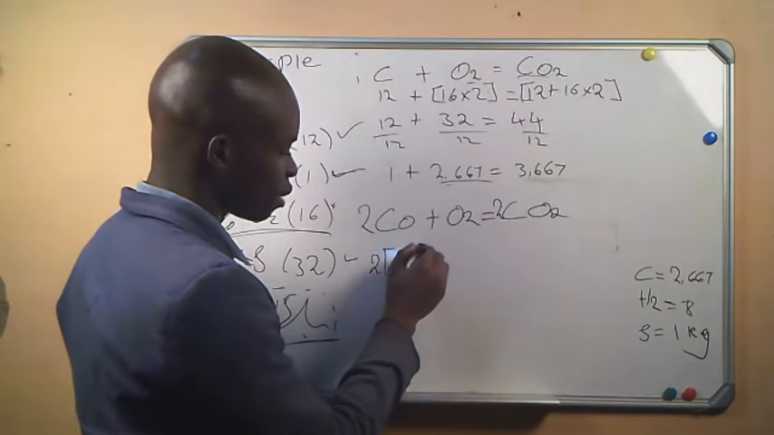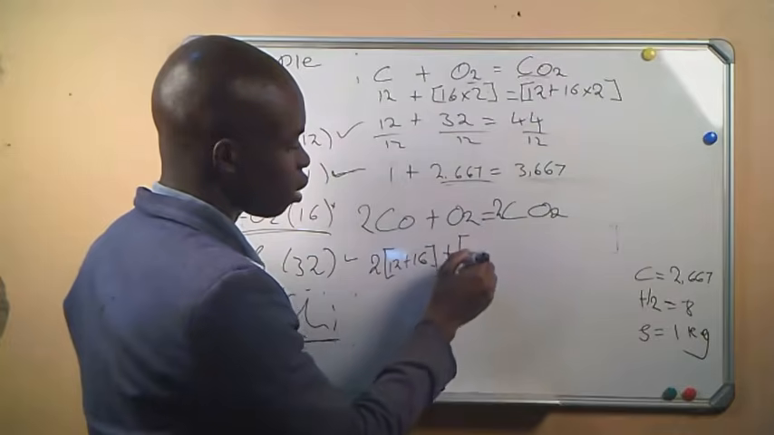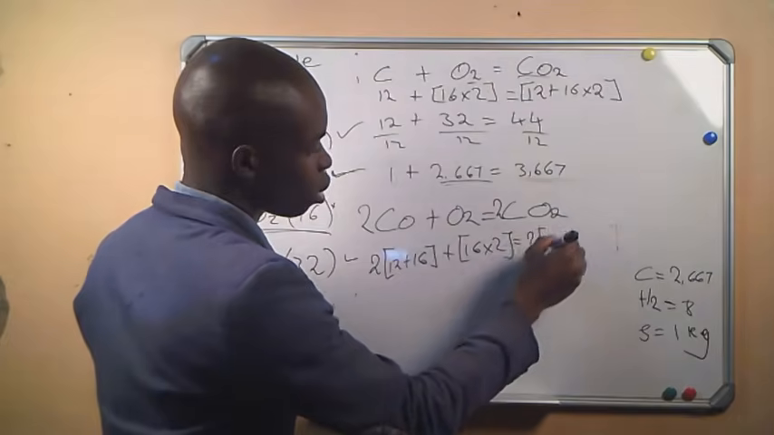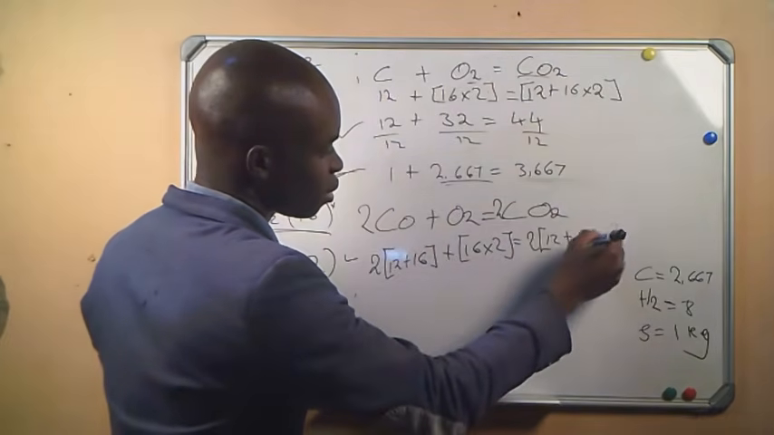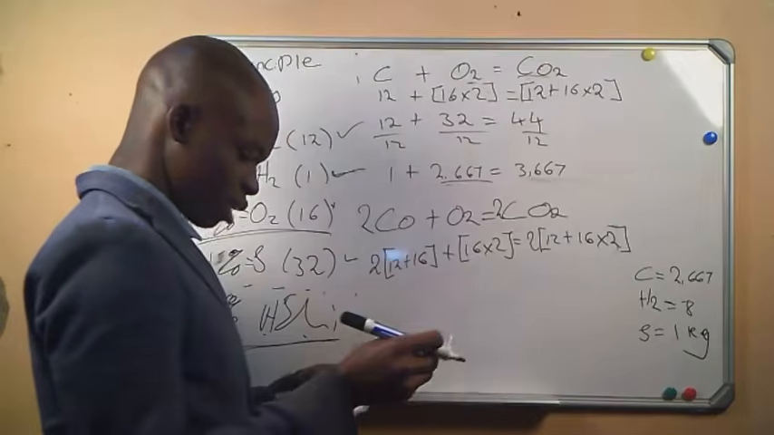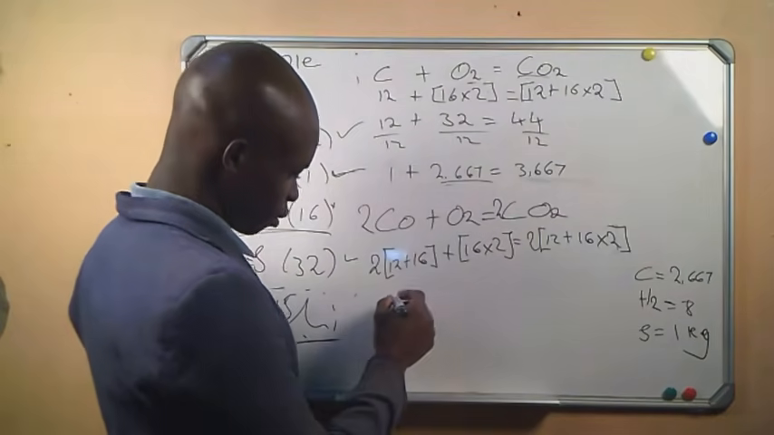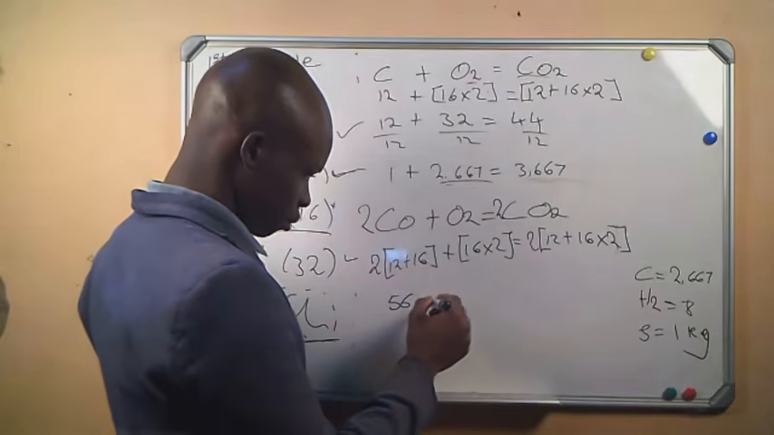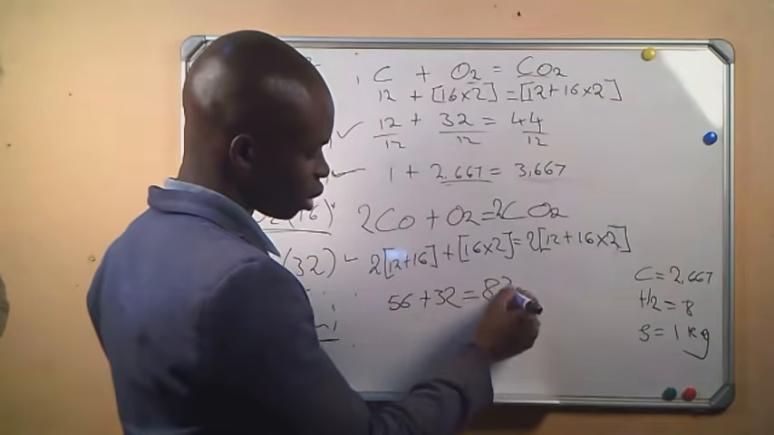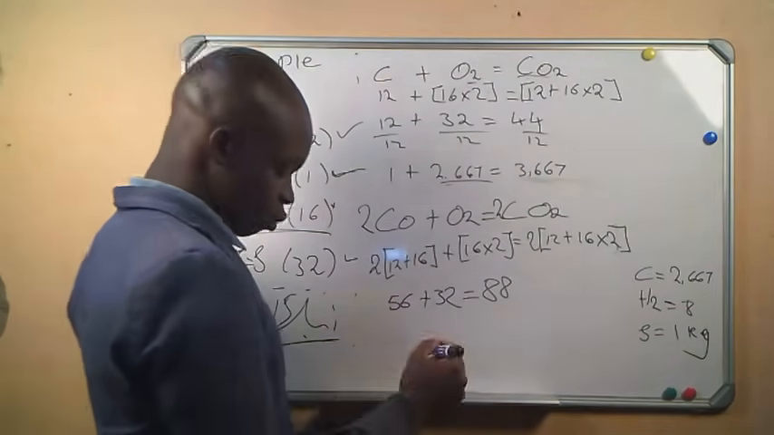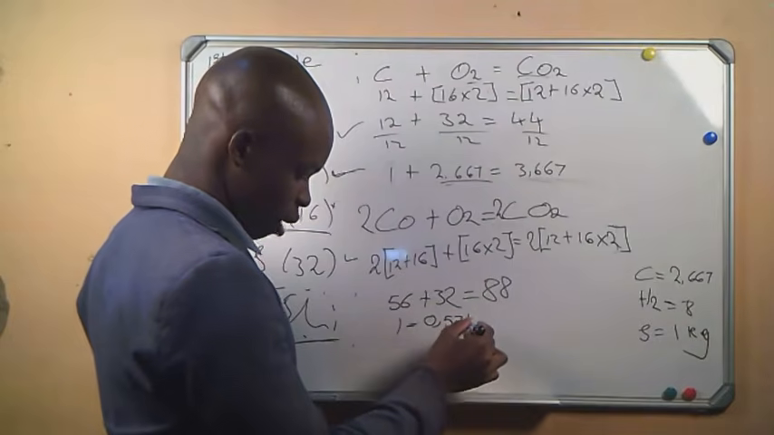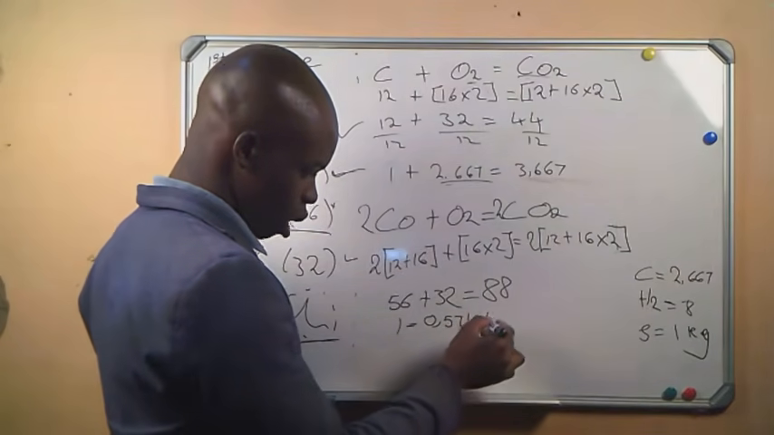It's 12 plus 16, 16 times 2, it's equals to 2. Our carbon is 12 plus 16 times 2, which will give us 56, 32, and then it is equals to 88. And then we divide throughout by the 56, which will give us 1 kg. It's equals to 0.571 kg.